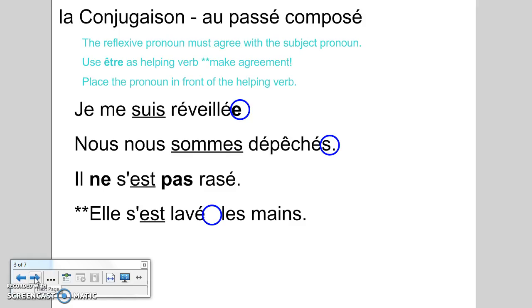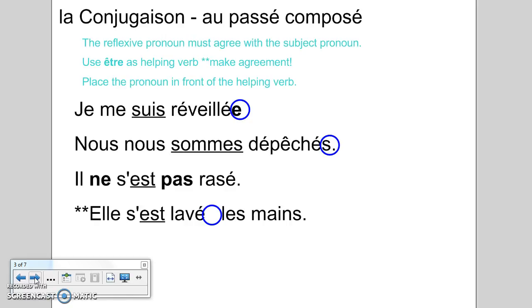So here's the conjugation of the passé composé. A couple of notes we need to remember: the reflexive pronoun, once again, has to agree with the subject pronoun. So we're going to change the se to either je me, tu te, il se, nous nous, vous vous, ils se. Now, what's different about reflexive verbs is they use être as their helping verb. So remember, être is used for the 17 Dr. Mrs. Vandertramp verbs, and it's used for reflexive verbs.